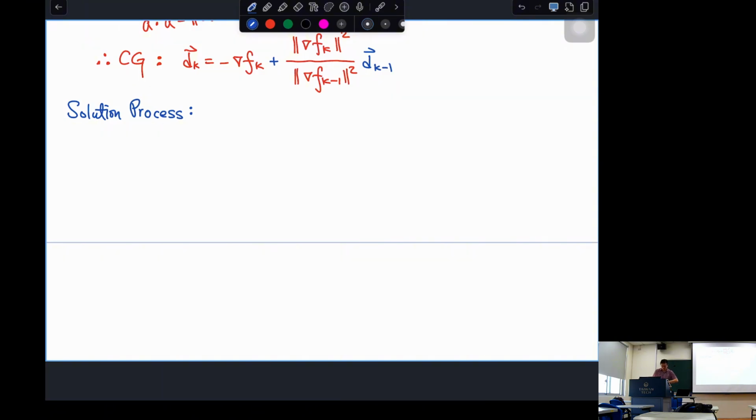Okay, so the solution process. Starting from k equals 0, you have an initial guess, right?